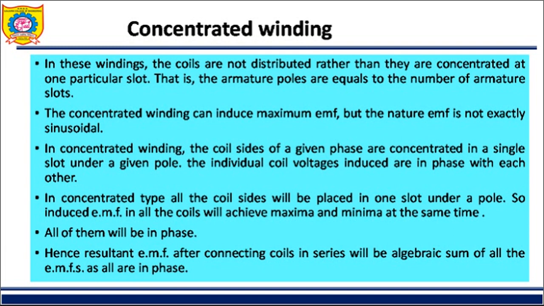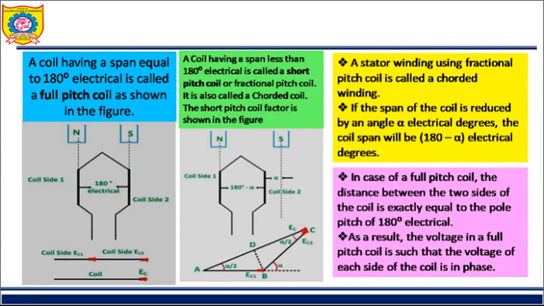Now we can go with other details. See the figure. Here I am showing coil side number 1, and coil side number 2 is also shown. Coil side number 1 is under the N pole and coil side 2 is under the influence of the S pole. Both coil sides are separated by 180 electrical degrees. The coil span is equal to 180 degrees. So this is called a full pitch coil.